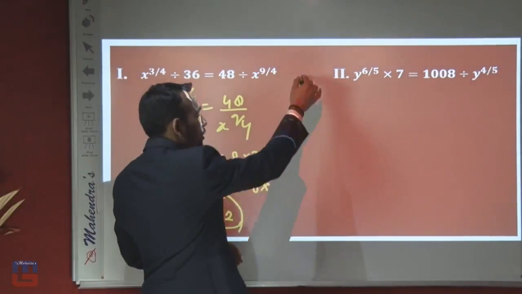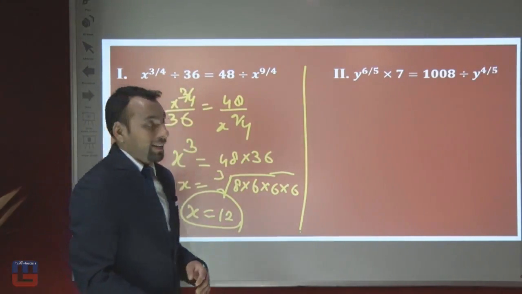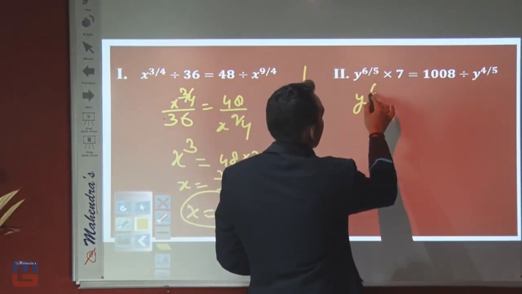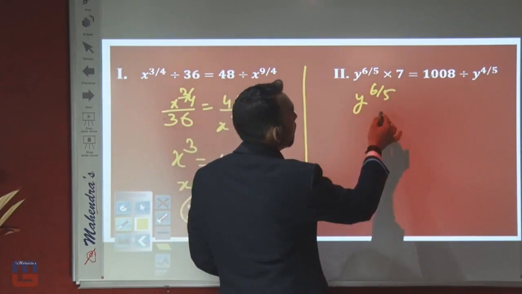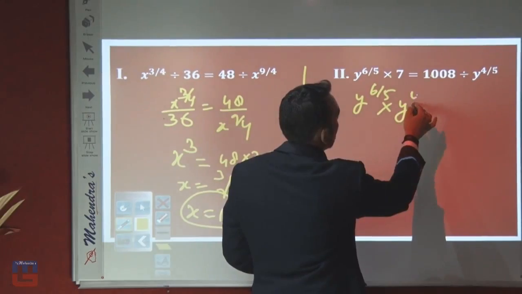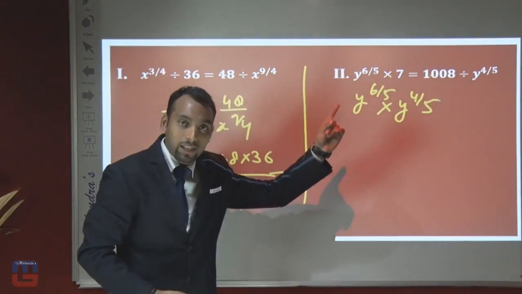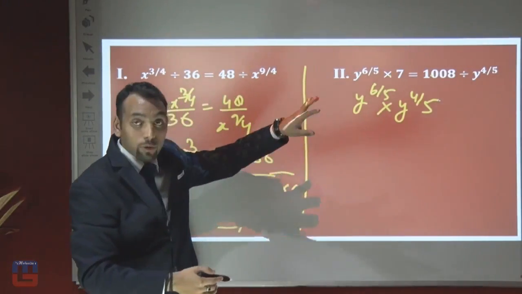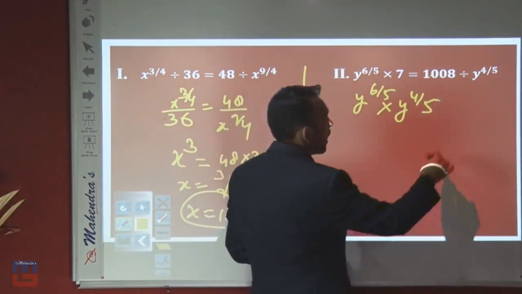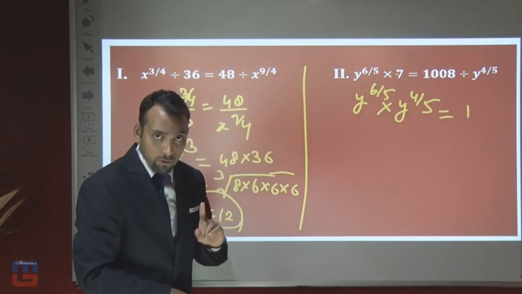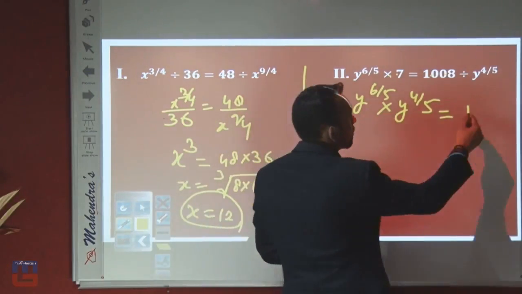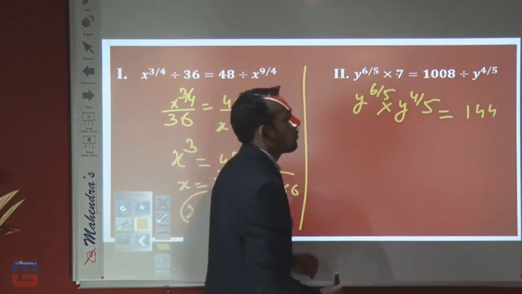Now see, solve this one also. Now these things can be written as 6 by 5, and divided by this one, or this will be multiplied by y to the power 4 by 5, because we have the divide sign here, and divide will go by multiply. So here we have 7 one time, that is 7, you can say 4.